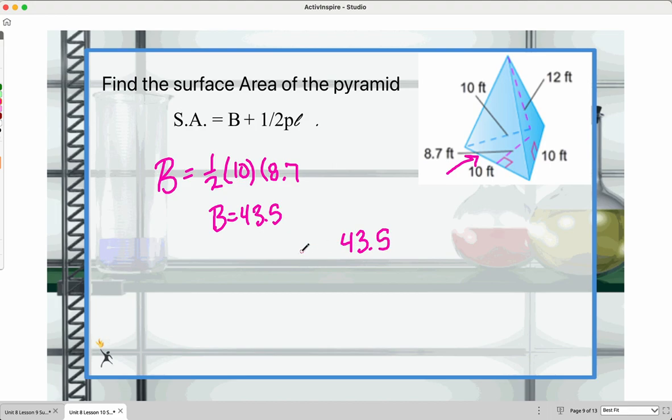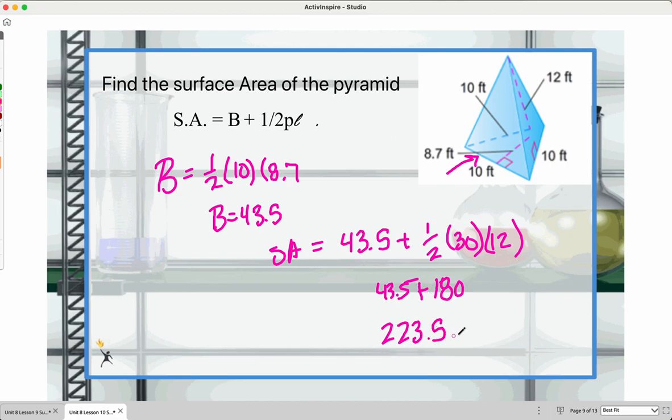43 5/10 plus half our perimeter. So our perimeter is 10, 10, and 10, so that's 30 times the height, which is 12. Now here's the best part. You can take half of anything. I'm probably going to take half of 12 just to make the other part mental. Half of 12 is 6. 6 times 30 is 180 plus 43 5/10. So I get 223 5/10 square feet.